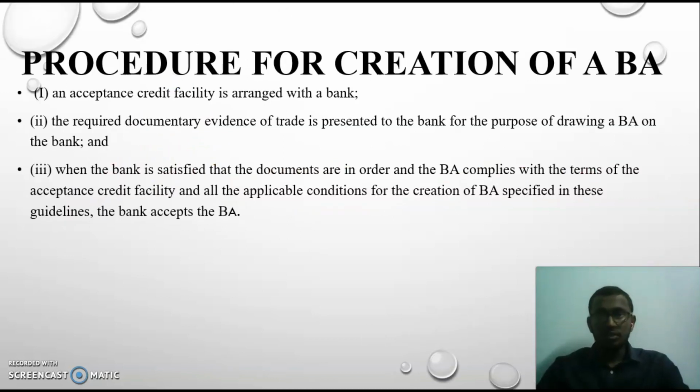There's a procedure for creation of a BA. BA also refers to banker's acceptance. First, an acceptance credit facility is arranged with a bank. Second, documentary evidence of the trade is presented to the bank for the purpose of drawing a BA on the bank. When the bank is satisfied the documents are in order, the BA complies with the terms of the acceptance credit facility and the applicant's conditions for creation, and finally the bank will accept the BA.